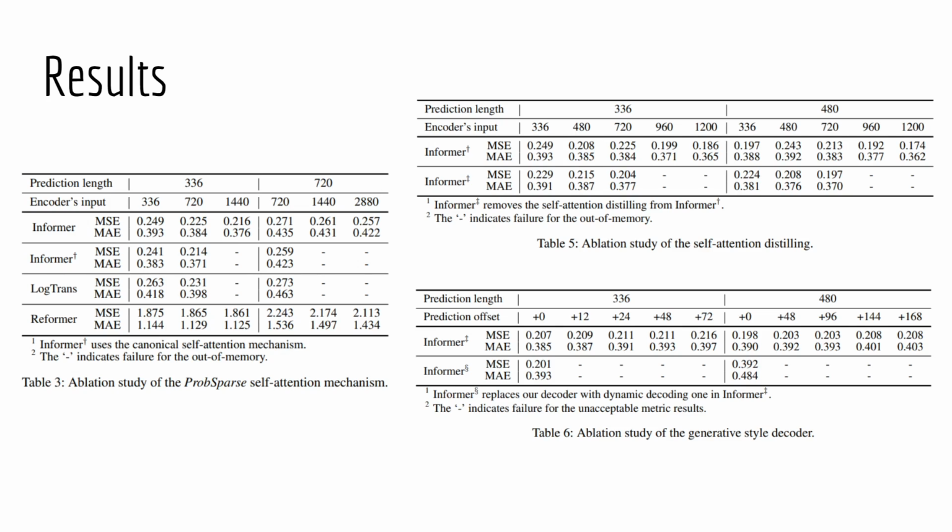On top of making sure ProbSparse self-attention contributed to improving the model, it was also checked whether the distilling and the decoder structure contributed to the model's success. This was done by testing the model with those components removed or replaced with the canonical method. It can be seen that all of their contributions aided in making the model successful.